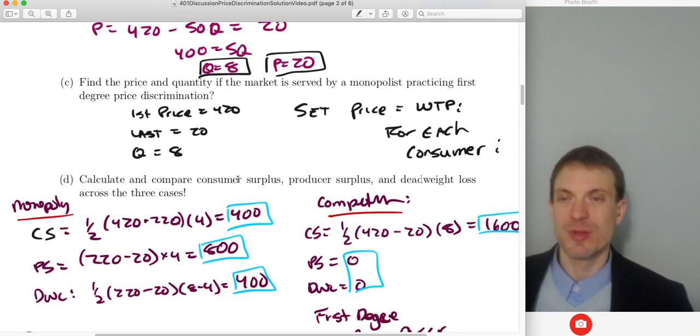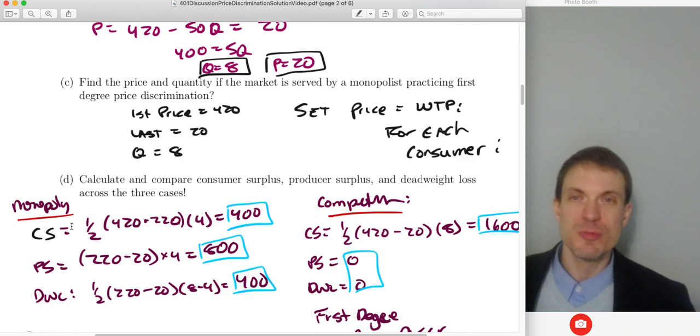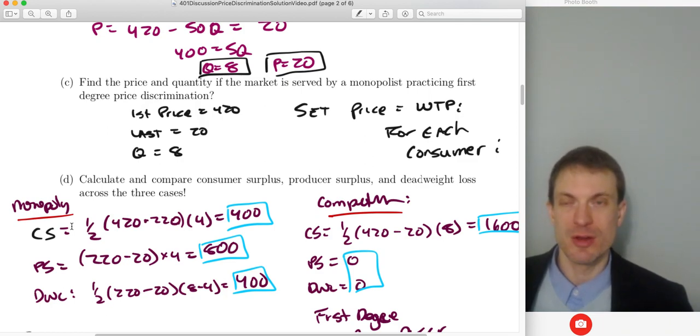Calculate and compare consumer surplus, producer surplus, and deadweight loss across the 3 cases. Consumer surplus is the area under the demand curve and above the price across the units sold. Typically, it's going to be represented by the area of a triangle. So I have 1/2 base times height.